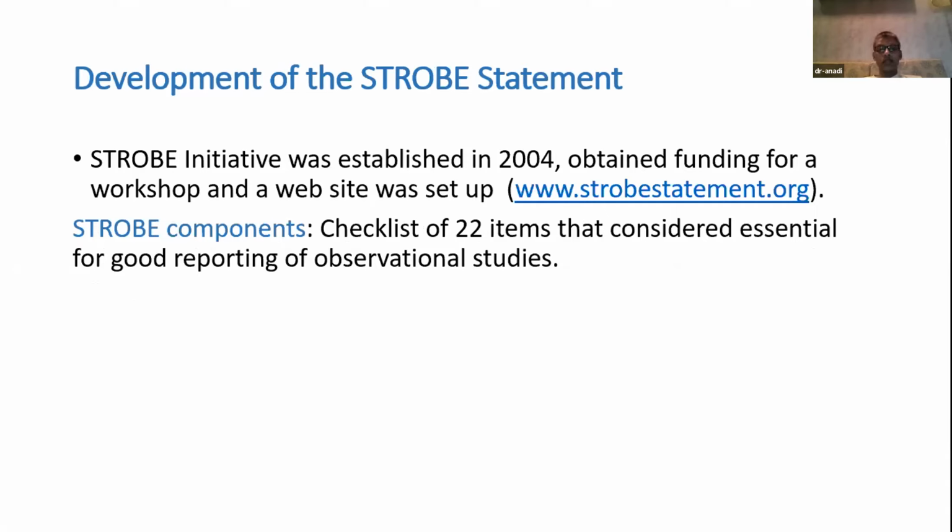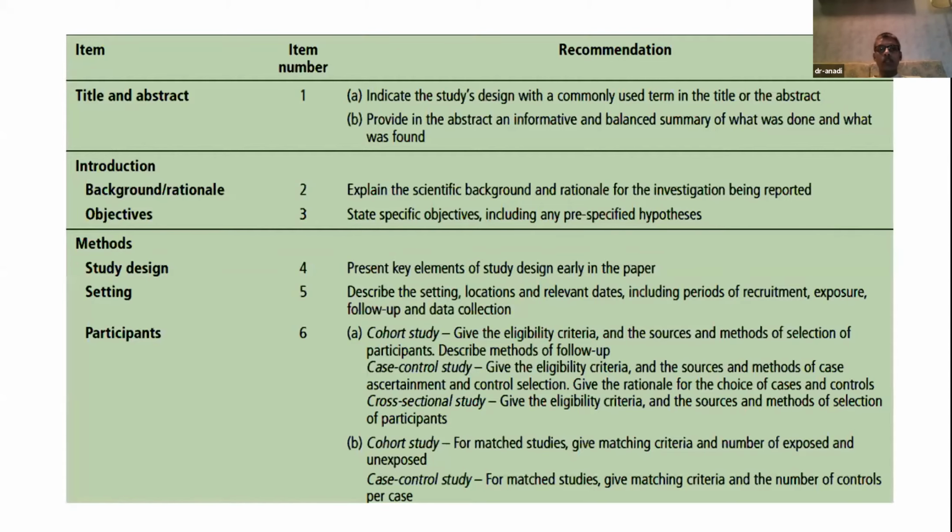So what is that? It's a checklist of 22 items. The first item is item number 1, title and abstract, under which there are subsections A and B. Indicate the study design with a commonly used term in the title or the abstract. Provide in the abstract an informative and balanced summary of what was done and what was found.